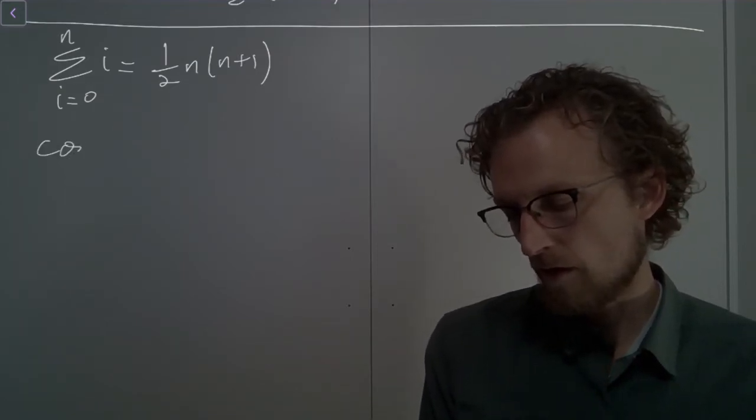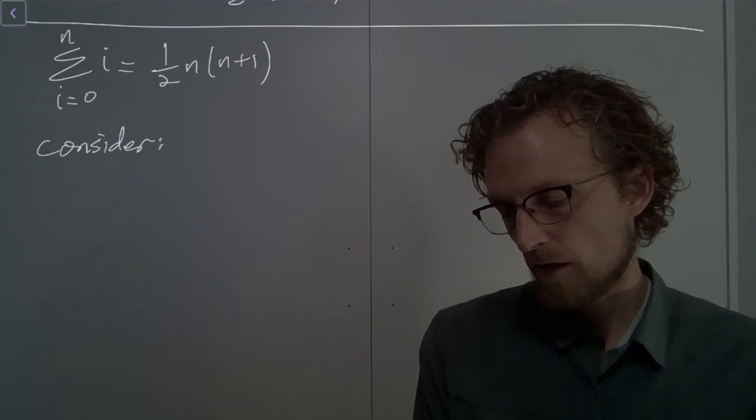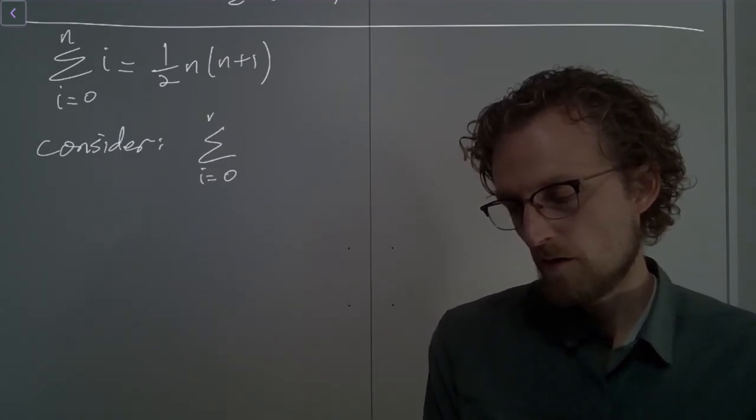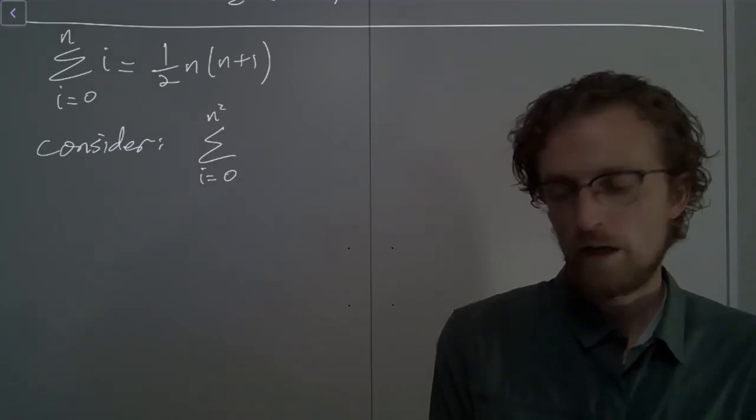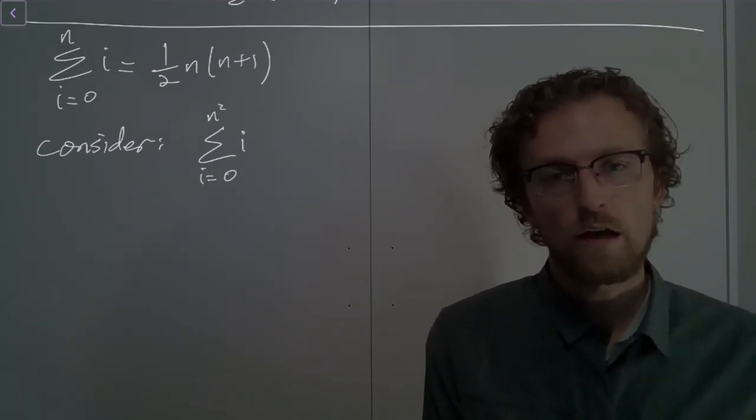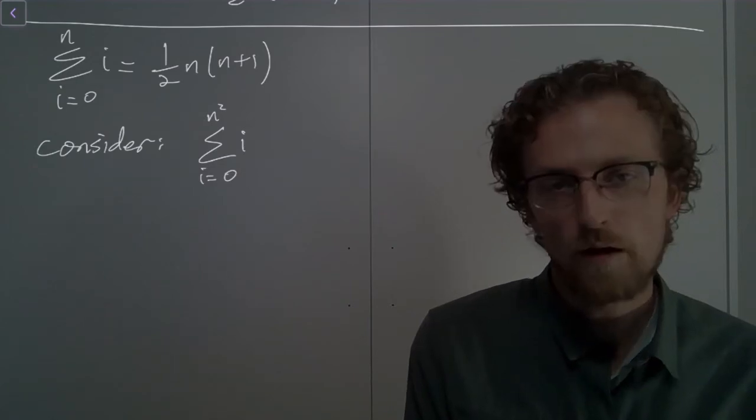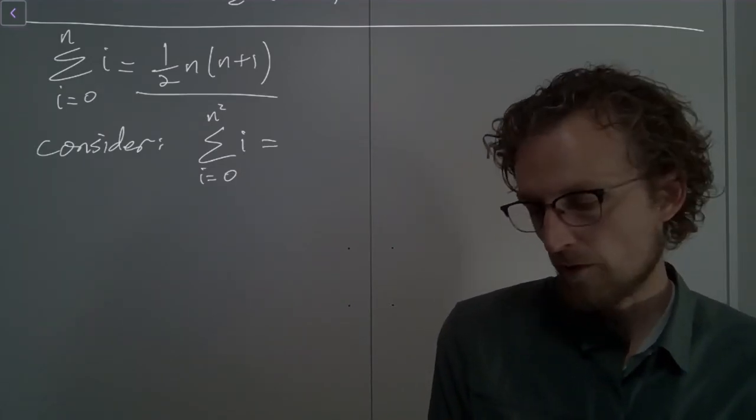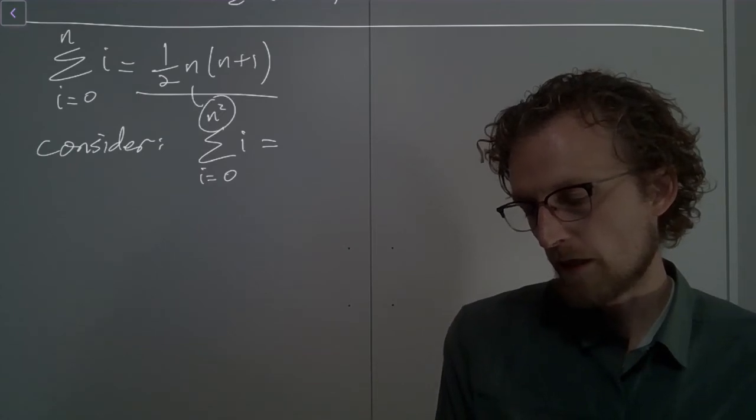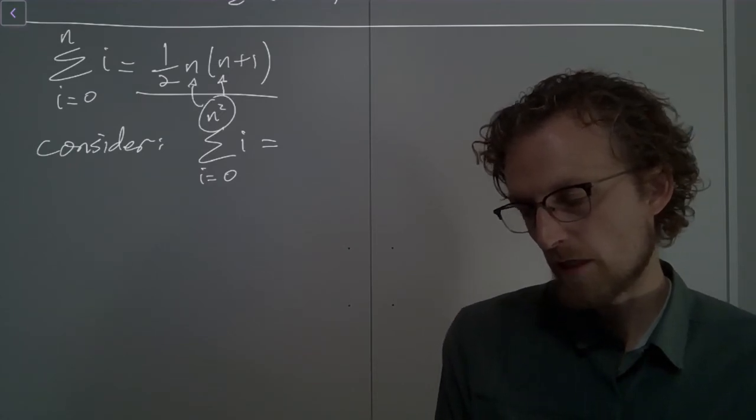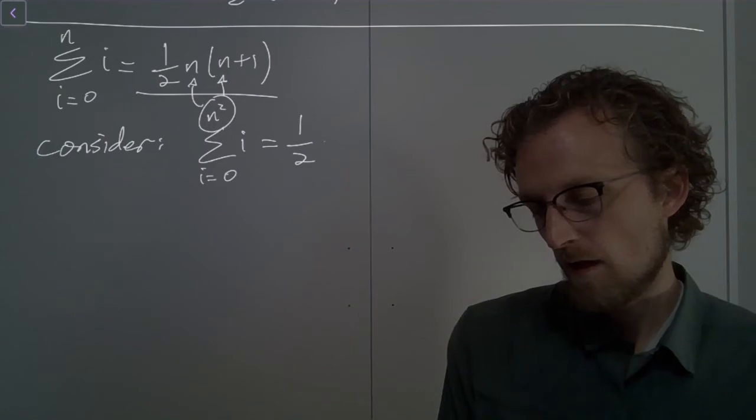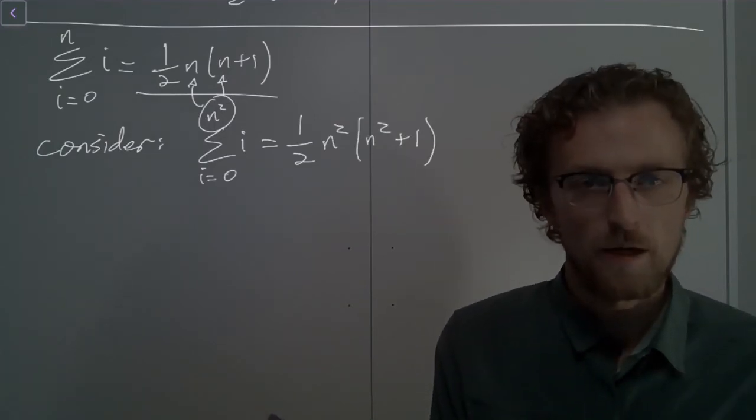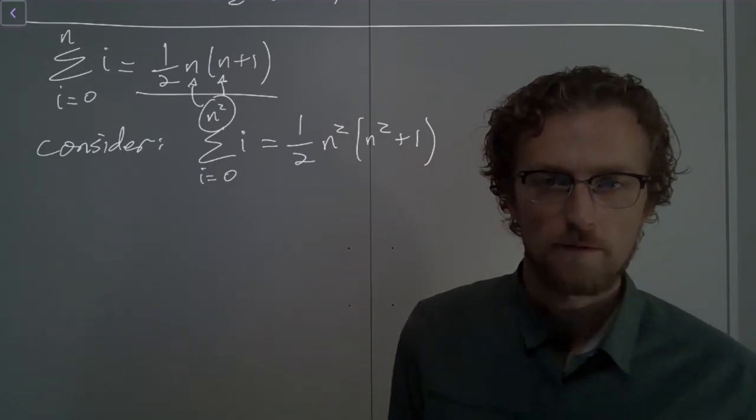So consider this expression, i equals 0 to n squared of i. If I count all the way up to n squared, what do I get? Well, I just think of this as a formula, and whatever I find here, I plug into those points right there. So I just end up with 1/2 n squared times (n squared plus 1). Done. That's as simple as that.